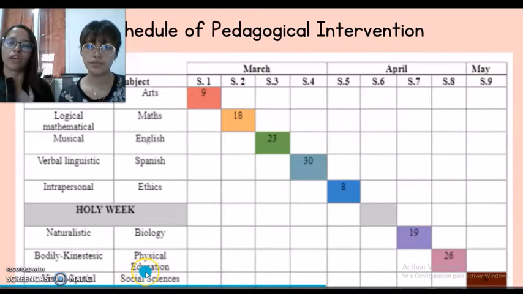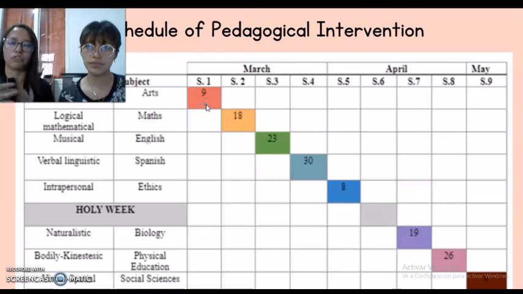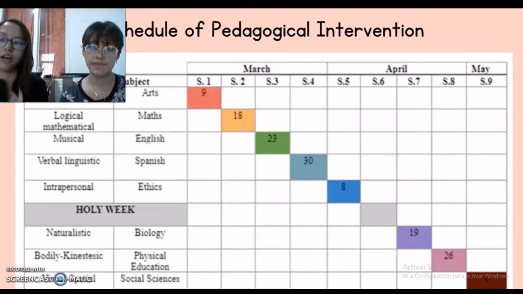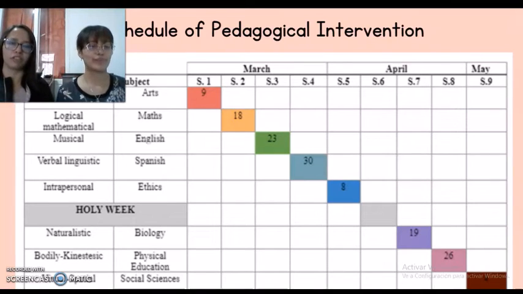For example, the first week, which was in March, we applied the interpersonal intelligence activity with fourth and second grade. It was only in 1 week. The next week we applied the activity with mathematics, the next week with English, and so on. We took into consideration Holy Week, when the children rest and the school rests, and we didn't have an intervention in that week, but that was the way it functioned.